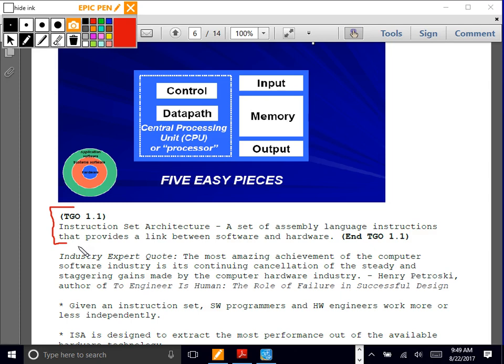A lot of times the questions will turn into definitions. Many of them you'll see on the exam, you'll understand. I heavily emphasize certain ones that you'll be expected to know and replicate in that time. So instruction set architecture is defined as a set of assembly language instructions that provide a link between software and hardware. It's a set of assembly language instructions that provide a link between software and hardware.